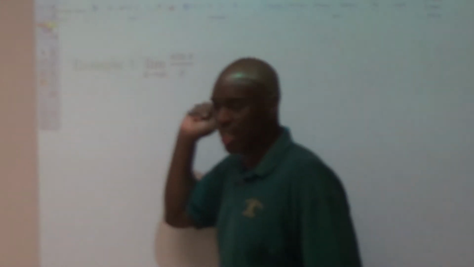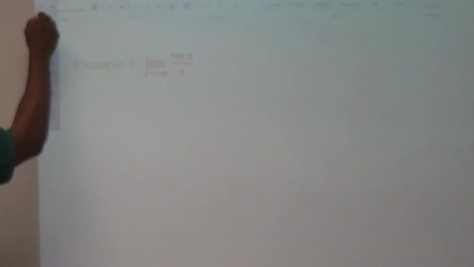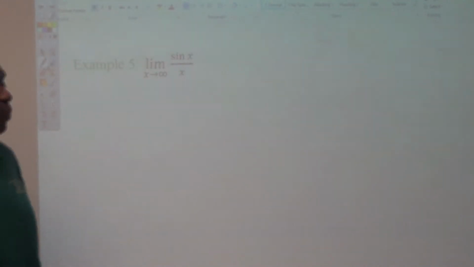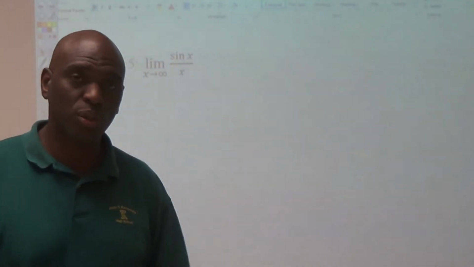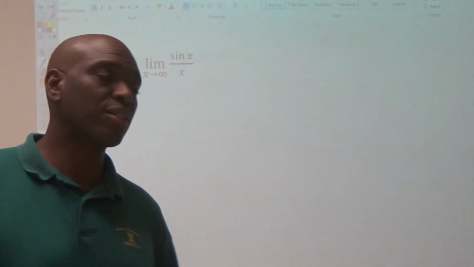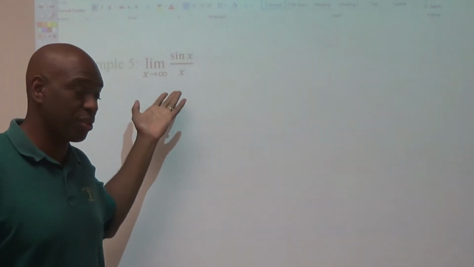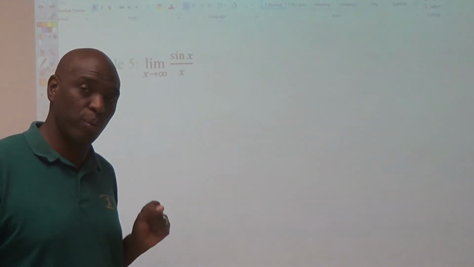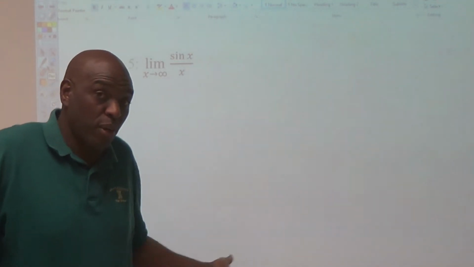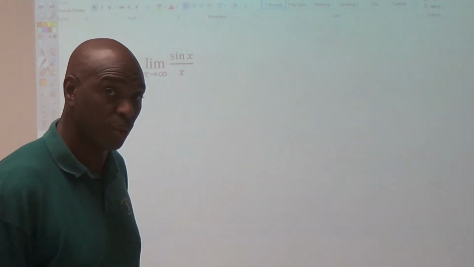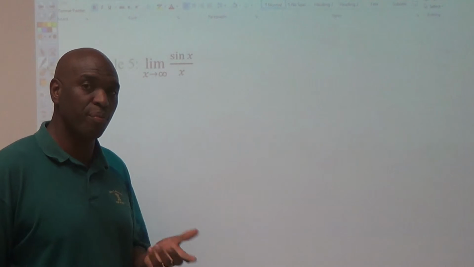Now let's look at the limit as x approaches infinity of sine x over x. In this case, we have to use what we learned a few lessons ago, called the squeeze theorem. We have to squeeze this particular situation to see where we're approaching, if a value at all. If we are approaching a value, we don't know yet.